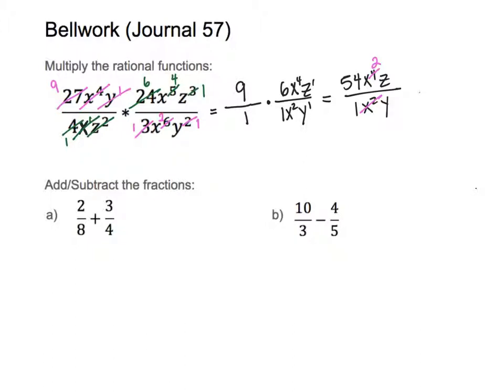Okay, so looking at this, I have 54 in the top, x squared in the top, z over 1 times y, which is just y, right? I don't have to write that one, so I just have a y in the bottom. And that's it. That's my final answer. All of this yucky stuff became this much cleaner rational function.